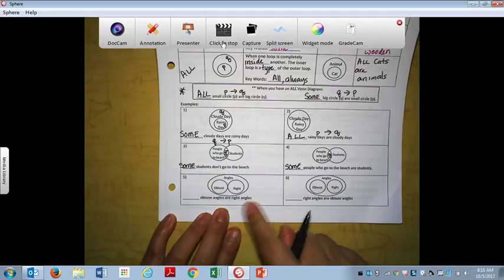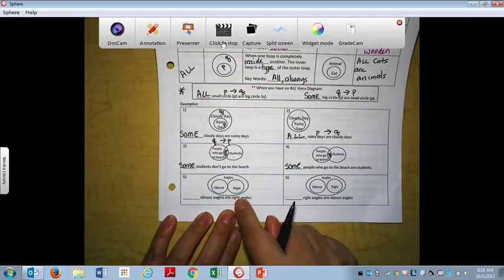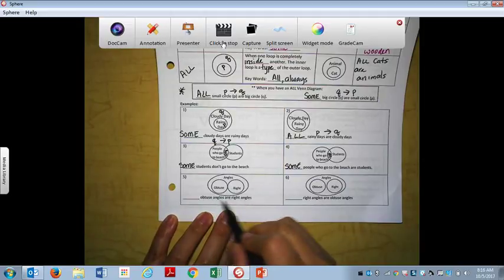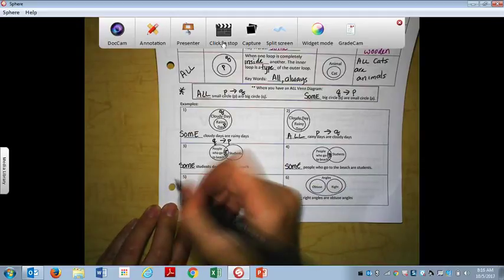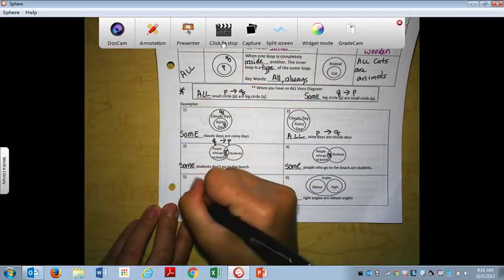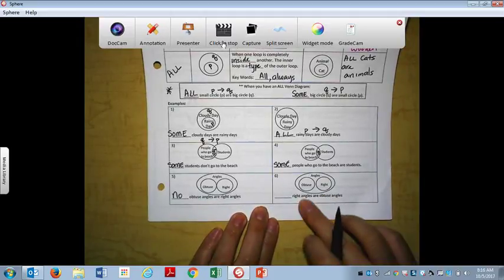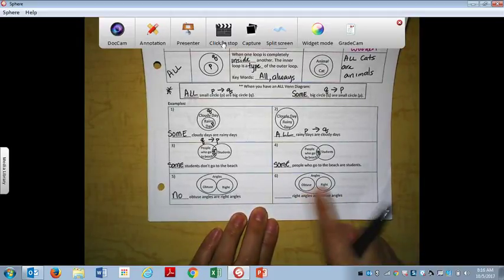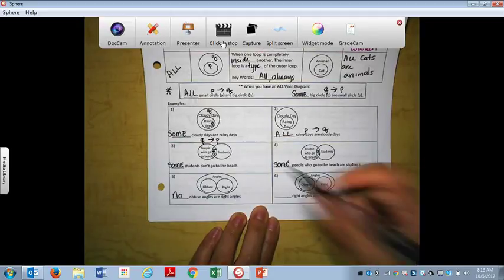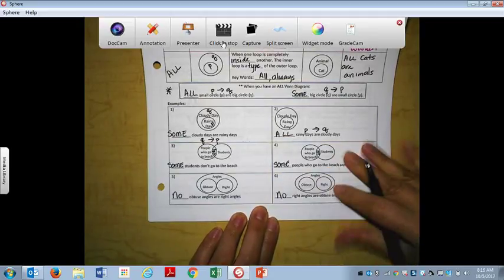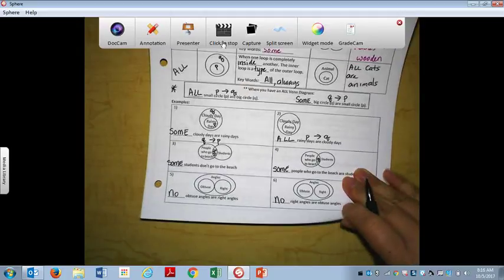Now, when you have things like this, make sure you're looking at just what they're talking about. Obtuse angles are right angles. Just looking at those two circles, that's going to be a no. No obtuse angles are right angles. For this one, right angles are obtuse angles. We're looking at the same thing. They are not touching, so you're going to say no. Okay, next page.